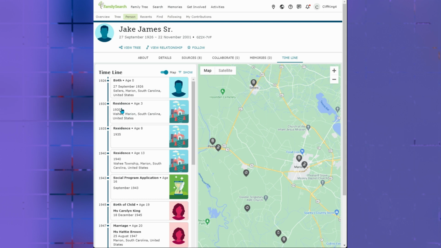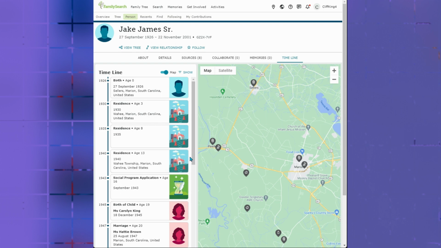And then it shows where he registered under 1930. Probably the census report. I believe this is the census report showing that in 1930 he was 3 years old thereabouts, and then maybe moved. And these pin locations you see in the map right here are basically correlating with these timelines here. So somewhere on here he was 8 years old when he moved in 1935. Then 1940, at the age of 13, moved back to the Wauhee Township in Marion County, South Carolina.